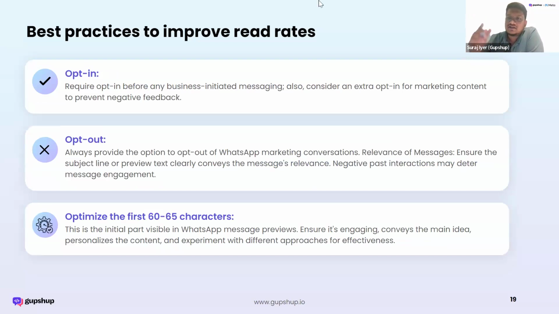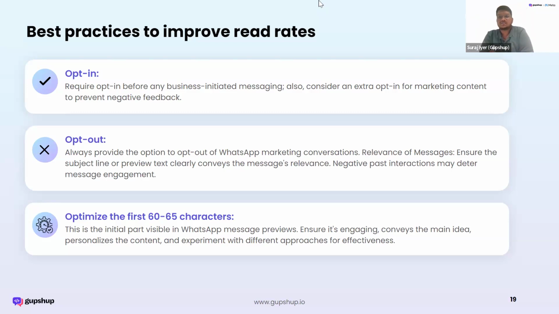A few more best practices are opt in and opt out, as we spoke. Whenever they are, say, registering on your website or on your app, you can have a checkbox saying, please provide your WhatsApp number and give us the consent to send you marketing notifications. Capturing this consent also reduces the chances of getting blocked and improves the read rates.